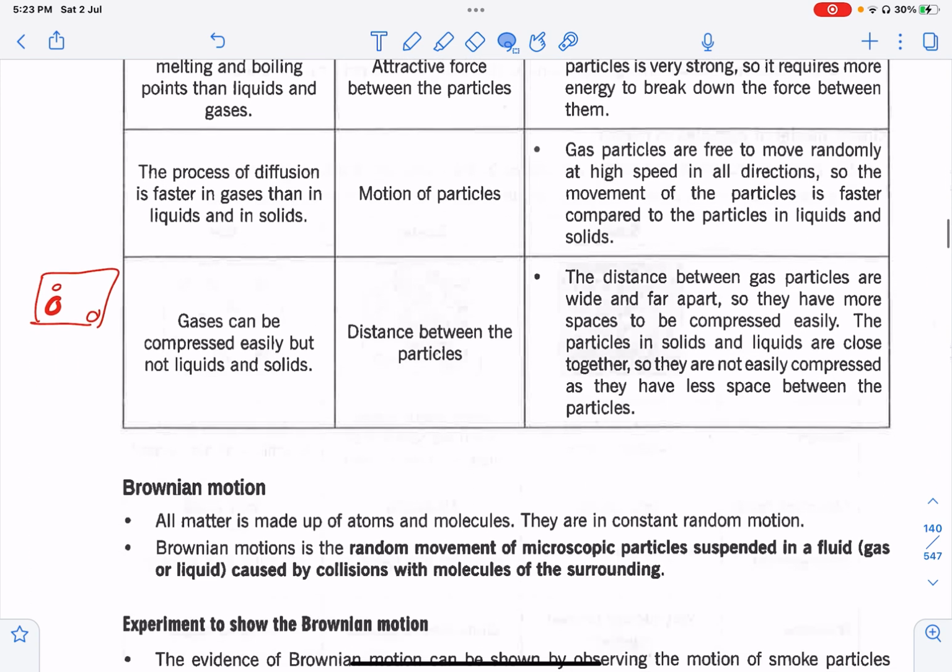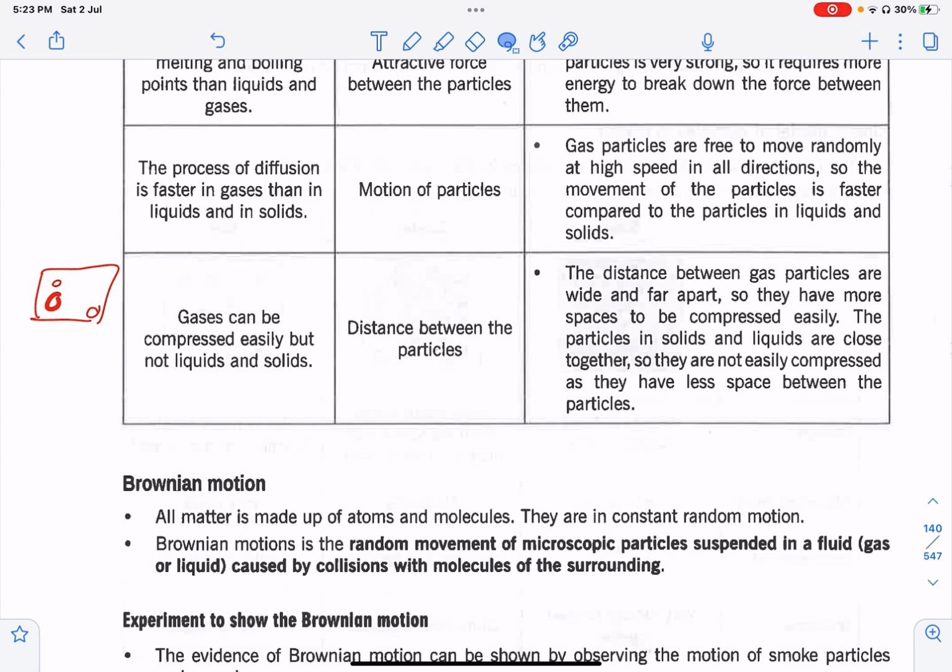Then, of course, diffusion is basically the net movement of molecules from the region of high to low concentration of the particle. What we can see is the rate is generally faster in gas than liquid or solid. The reason is, again, the speed of how the particles are moving. In gas, they are moving freely at very fast speed, and for solid, they tend to only vibrate about their fixed position. For liquid, they're only able to slide past one another.